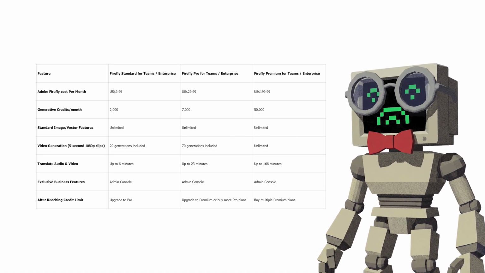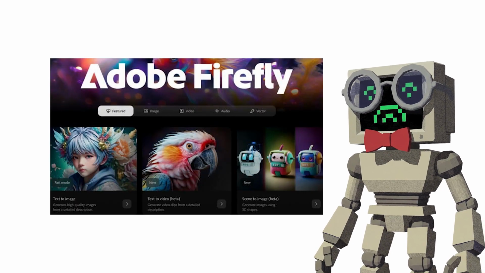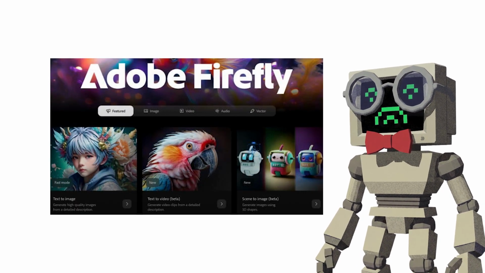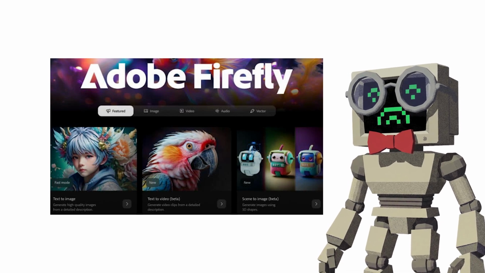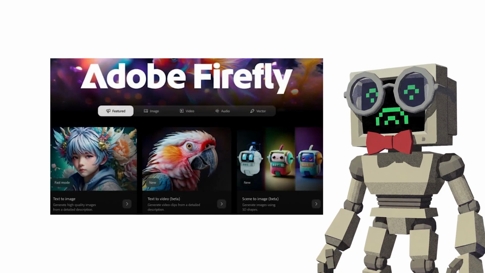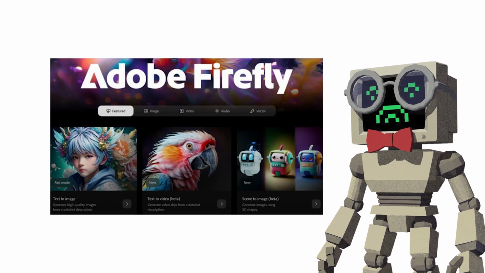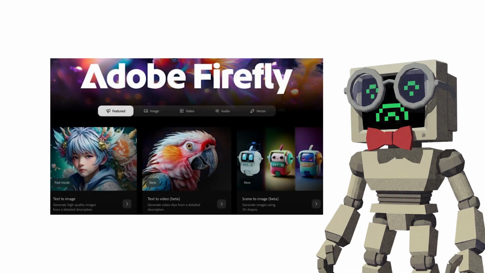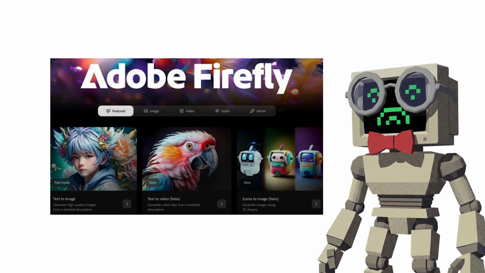And that's the real selling point. Designers love Firefly not because it produces the best images. It doesn't. They love it because it produces commercially safe images they can use in client work without a single anxious email from legal. It's the Honda Civic of AI generators. Reliable, safe, nobody's impressed at the party.